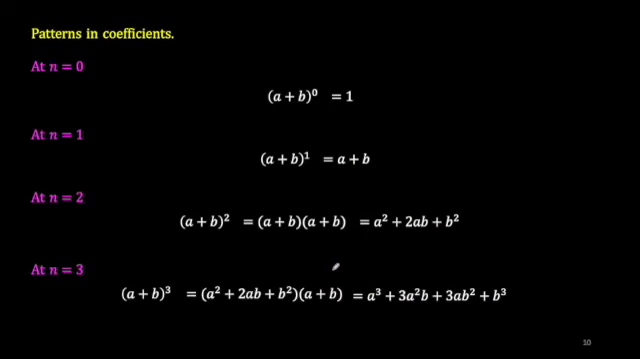Let us move forward para naman sa patterns in terms of coefficients. Kung makikita natin, ang coefficients at n is equal to 0 is 1. Coefficients at n is equal to 1 are 1 and 1. Coefficients under n is equal to 2 are 1, 2, and 1. Para naman sa 3, we have 1, 3, 3, and 1.